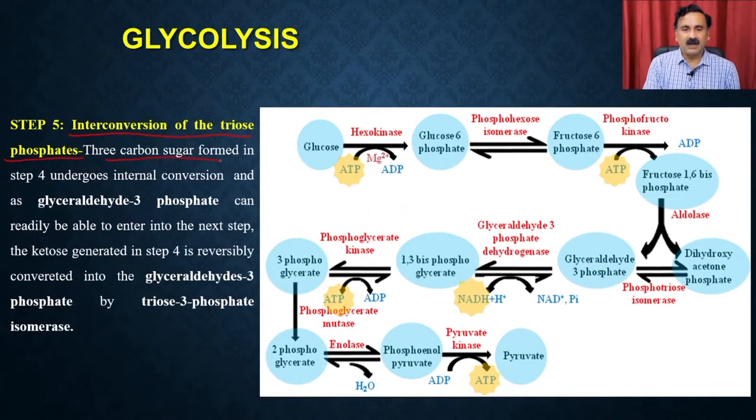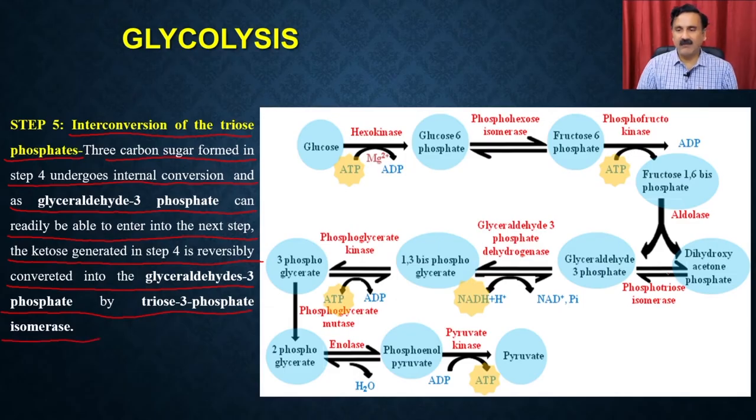So the 3-carbon sugar formed in step 4 undergoes the internal conversion, and as the glyceraldehyde phosphate can readily enter into the next step, the ketose generated in step 4 is reversibly converted into the glyceraldehyde phosphate by the triose phosphate isomerase. So in step 5, the dihydroxyacetone phosphate, which is a keto sugar, is converted into the glyceraldehyde phosphate by the enzyme called the phosphotriose isomerase.